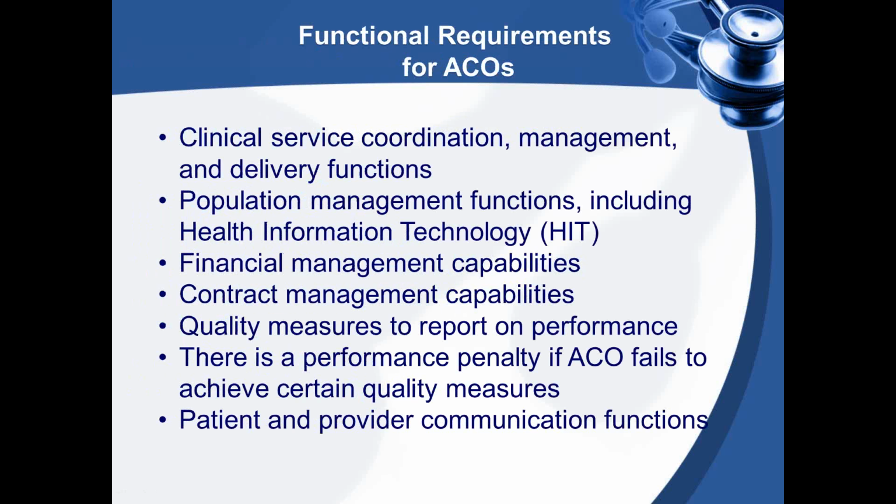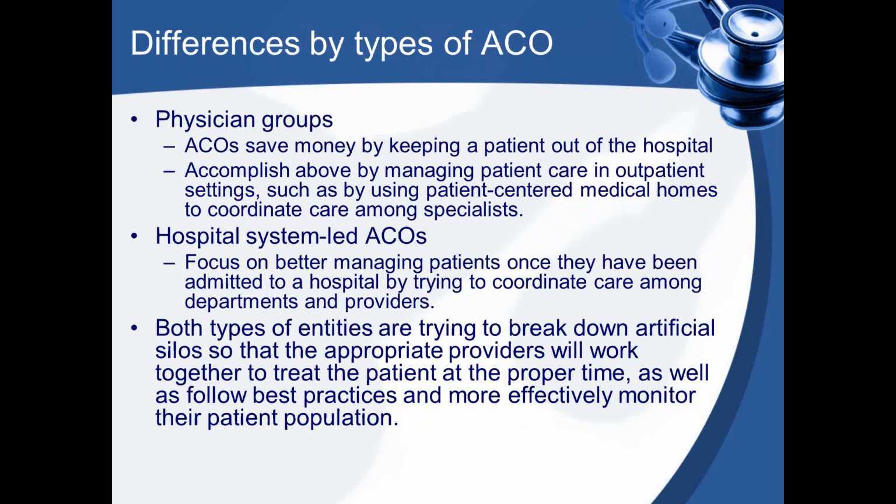But there are functional requirements. You have to be able to coordinate services. You have to have management and delivery functions. You have to have population management functions that include health information technology. You have to have financial management capabilities and contract management capabilities, as well as identify quality measures and be able to report on their performance. As mentioned earlier, there's a performance penalty if the ACO fails to achieve certain quality measures. Patient and provider communication is a function that the ACO has to perform, and it's key to the success of the ACO.